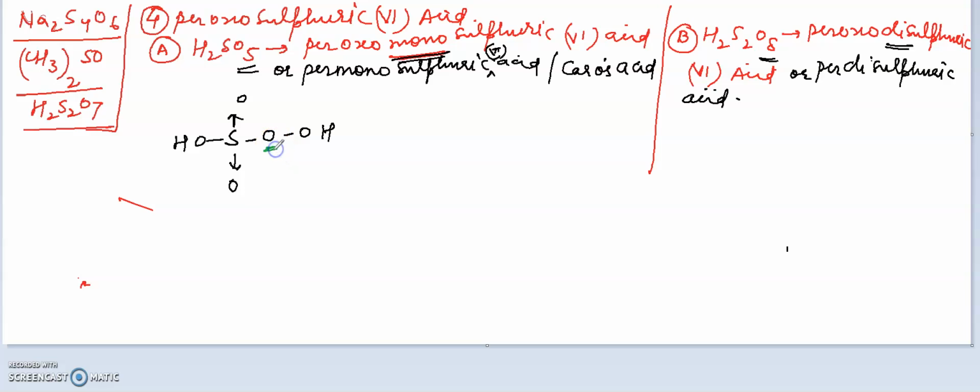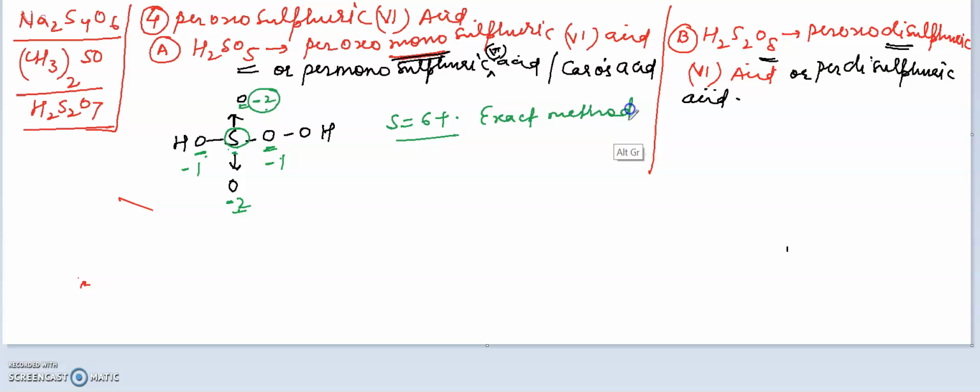See here, this oxygen is peroxide, so -1. Because of this oxygen, this will be +1. This is -2, so this will be +2. This is also -2, so this will also be +2. Here this oxygen is -1, so this will be +1. So -1, -1, -2, -2 means -6. So sulfur will be 6 plus. This is the exact method.